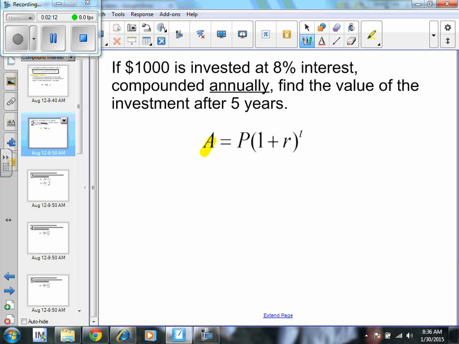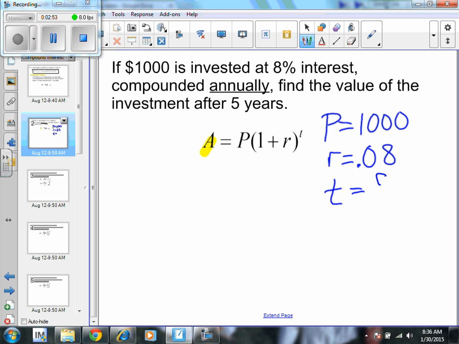So P stands for principal. Principal is the amount of money that you start with in the account. 8% is the rate. Now you have to change the percent into a decimal. Annually means that we can use this simple formula that I've already shown you. There's a more complicated formula for when we compound more often than annually. Annually means once a year. And T is how many years it stays in the bank, so T is 5.